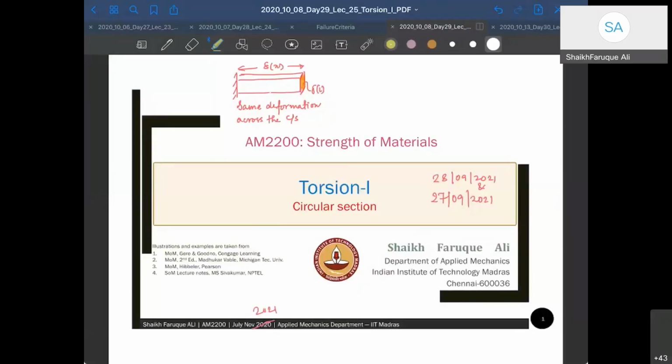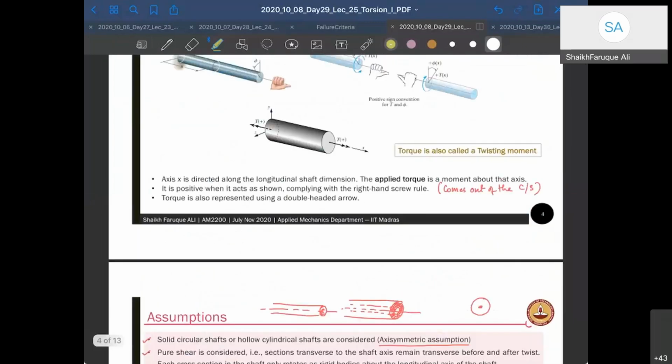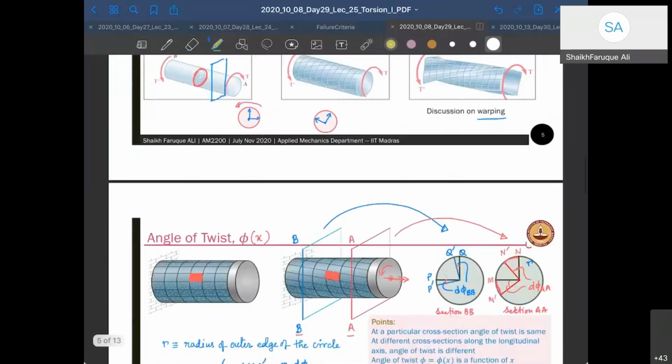Good. We started with torsion in the last class, and we gave a slight hint of how torsional members behave under any torsional load. We also learned a few assumptions or simplifications that we make while solving torsional members, right? So I will directly go to the assumptions or simplifications that we make.